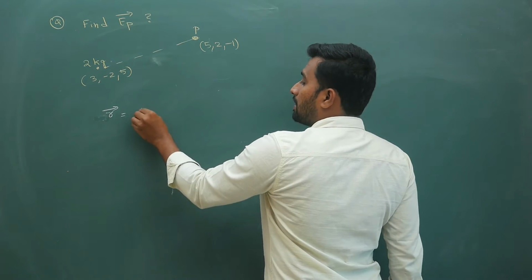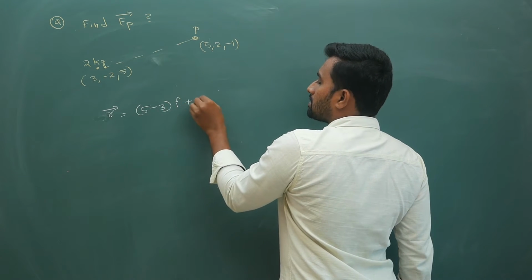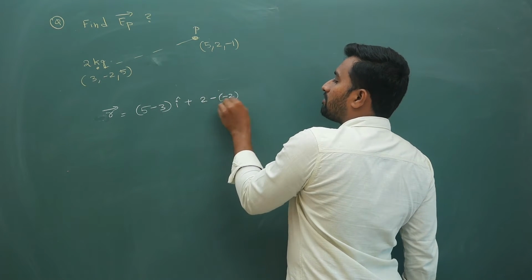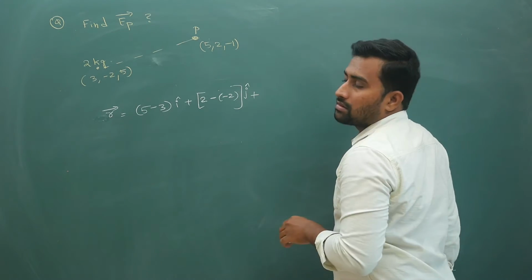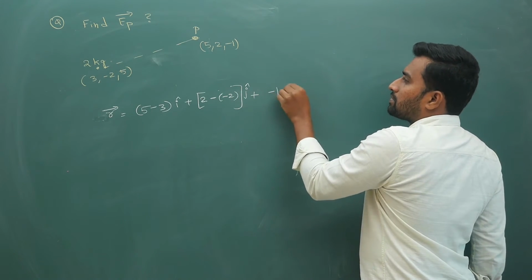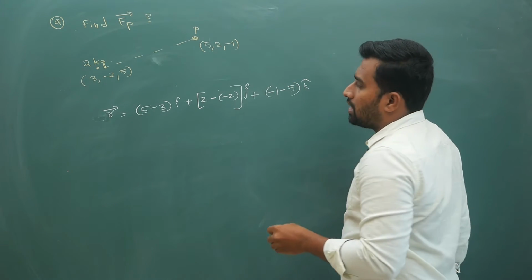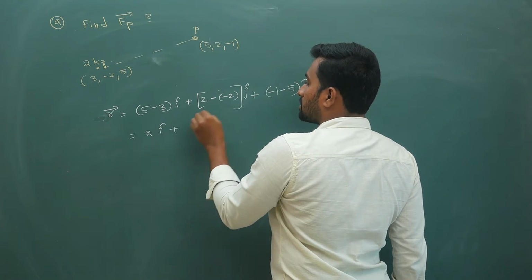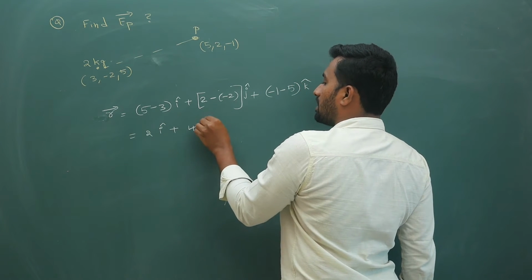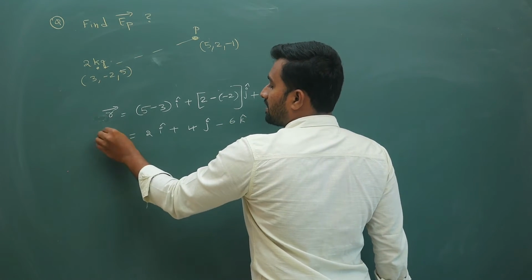So your R bar is (5 minus 3) i cap plus (2 minus (minus 2)) j cap plus (minus 1 minus 5) k cap. So your R bar will be (5 minus 3), it is 2 i cap, plus (2 plus 2), it is 4 j cap, minus 6 k cap. This is your vector R bar.